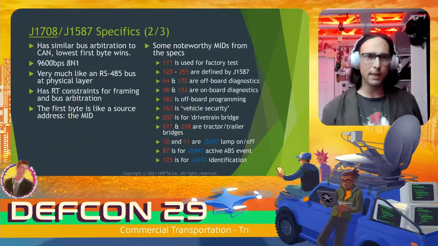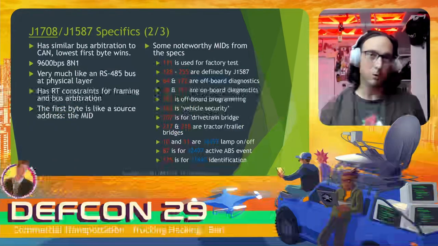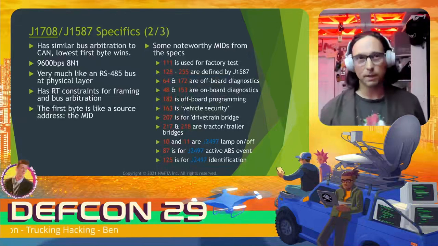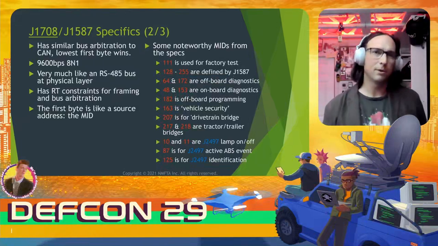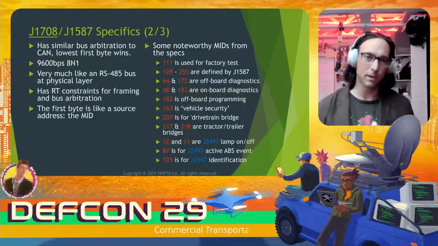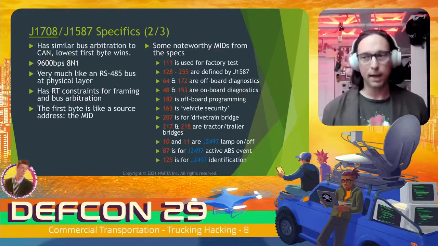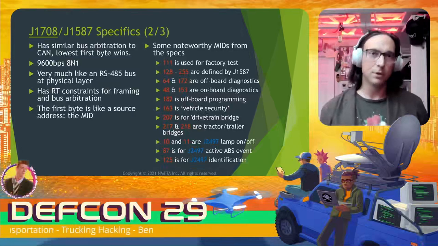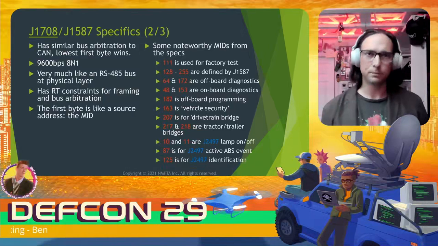So J1708 has a very similar bus arbitration to CAN, the lowest byte first wins. J1708 always runs at 9600 baud, 8 bits, one stop bit, no parity, so 8N1. At the physical layer, it's very much like RS-485, but it has hard real-time constraints for framing and bus arbitration. So if you want to write J1708, you have to actually have hard real-time hold-offs for frame delimiting. If you just want to read J1708 and dump it, any RS-485 adapter should do.